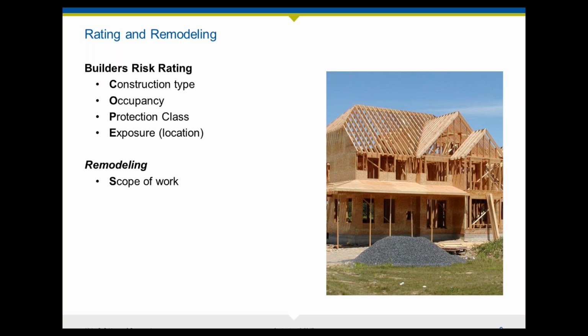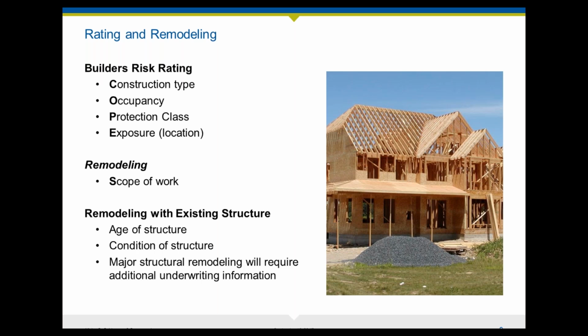When it's remodeling, the additional piece of information that's needed is the scope of work. What will be done to this structure? We just need an overview of the project to be completed. If that scope includes remodeling with an existing structure, we need the age of the structure, the condition of the existing structure, and if it's major structural remodeling, additional information may be required, maybe like an architectural letter or structural engineer report. That's for the real major renovation projects. So this basic information right here is needed to provide a rate or an indication for builder's risk.